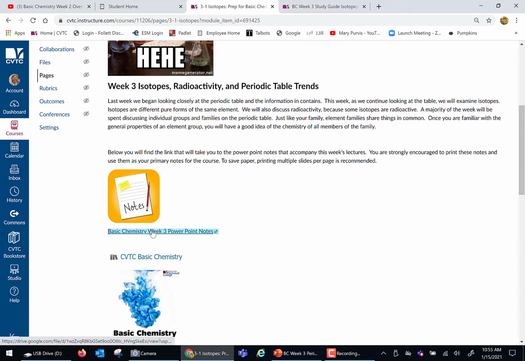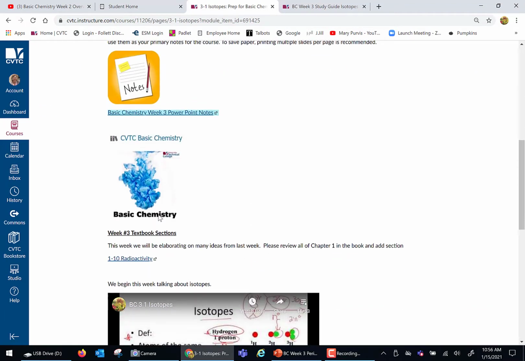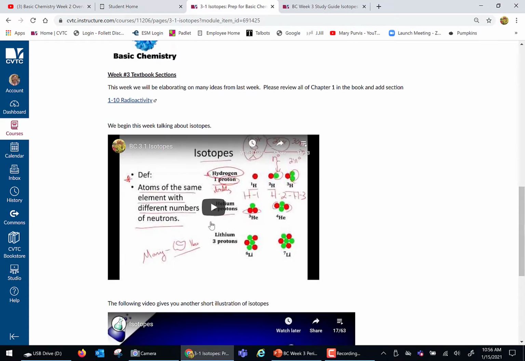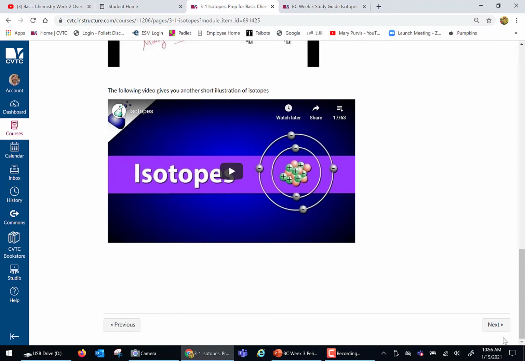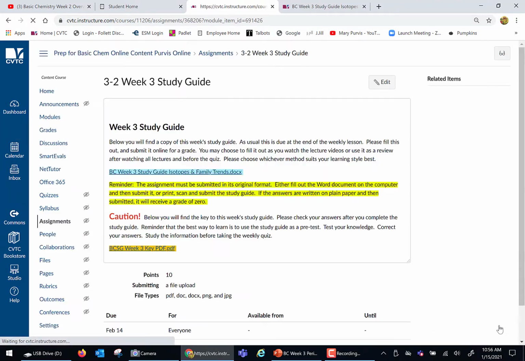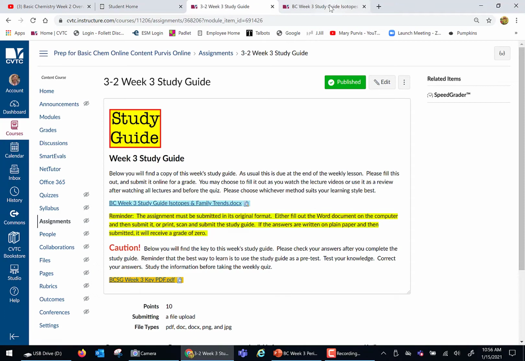As always, there is your PowerPoint notes. Again, if you haven't gotten into that habit, please do. And this is the last time I'm going to mention it because you know how to find them right there. The textbook sections, there's not a lot this chapter, primarily because this is descriptive about different families on that periodic table, but we are going to talk a little bit about radioactivity. And so there's only one section in that online book that's really going to provide some good background information about isotopes right there.